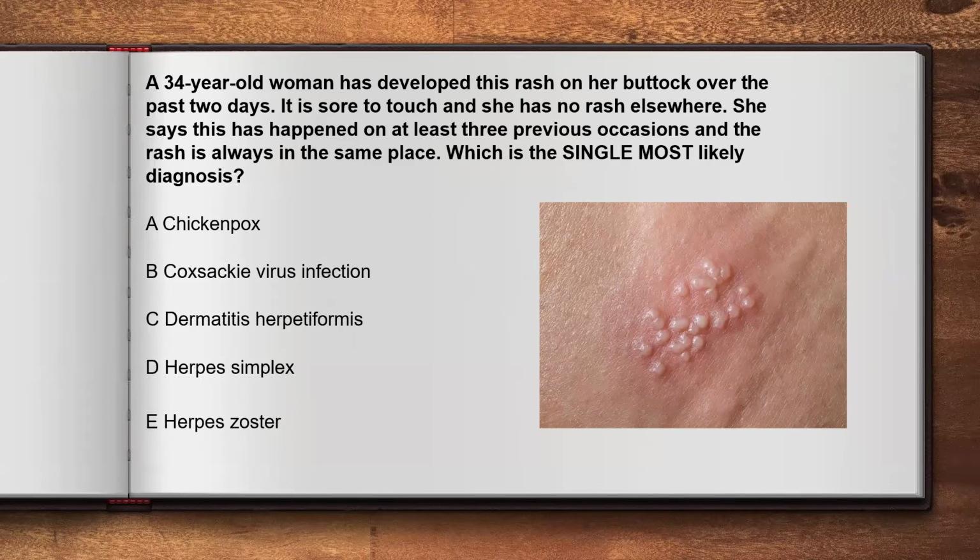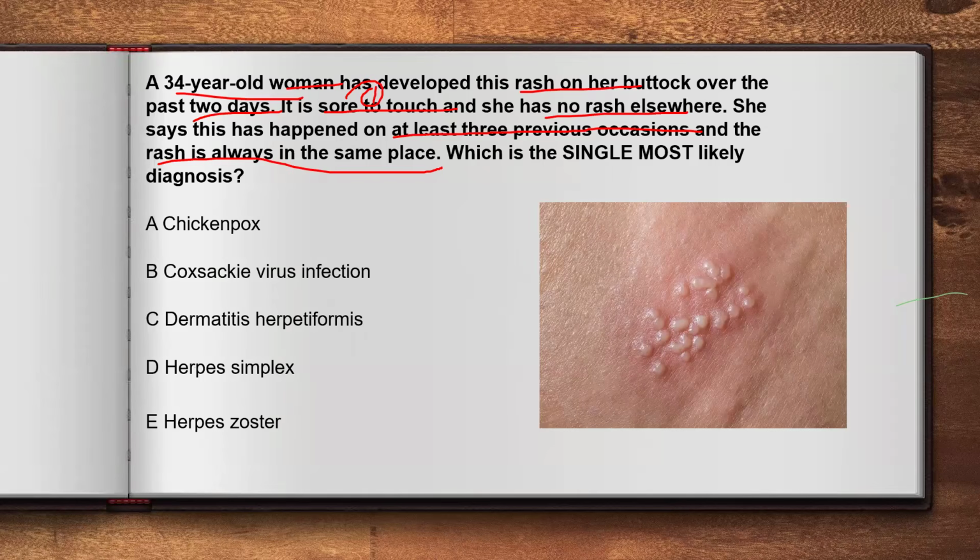Looking at the picture, you will know, oh, it's a question related to dermatology. So a 34-year-old woman developed a rash on her buttock. Time period is 2 days. Sore to touch. She has no rash anywhere else, so it's a localized rash. She says this has happened at least 3 previous occasions, so it's a recurrent episode. The rash is always in the same place, so you know it's the same part of the skin that is affected. Now, just looking at the stem, it's a young female, has a rash on a particular part of the body. It's a recurrent and sore rash.